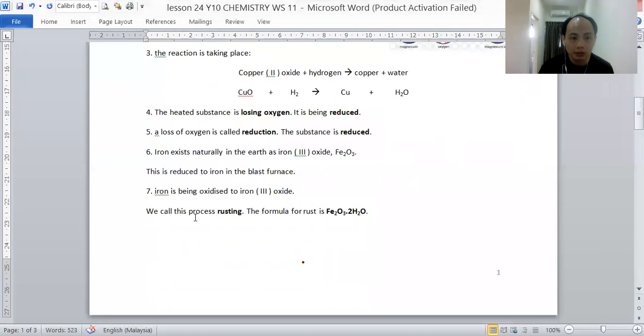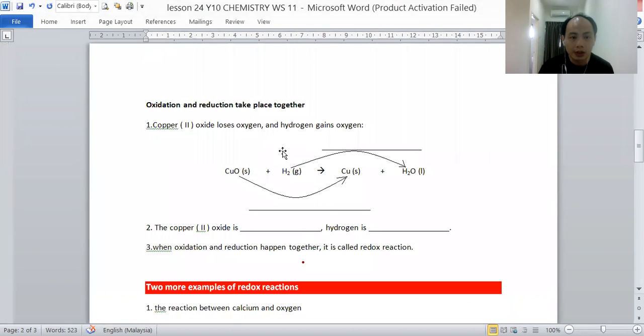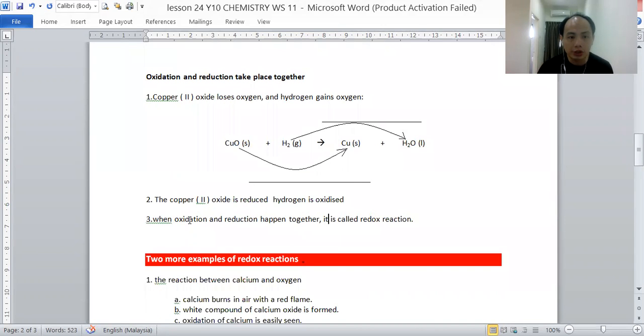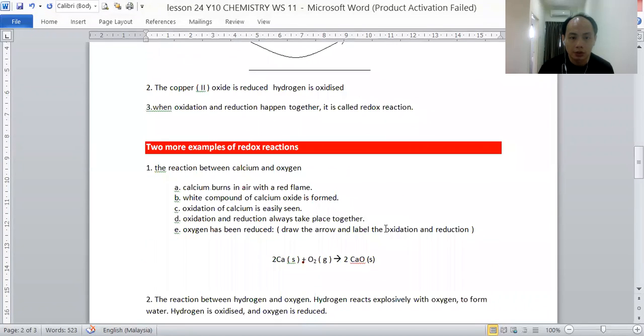Okay, now we go down. This is just some exercise lah. H2 become H2O is oxidation. CuO becomes Cu is the reduction. This one is all repeated lah. So the copper(II) oxide is reduced. Hydrogen is oxidized. So oxidation and reduction happen together. It is called redox reaction.